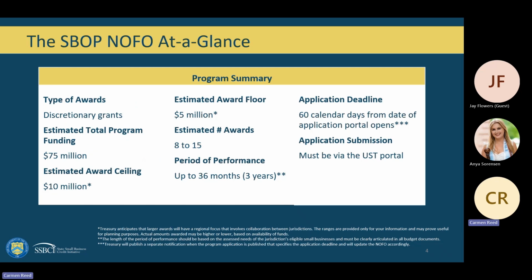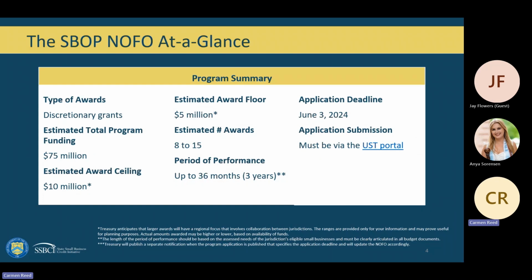In terms of the logistics of this program, these are listed on this slide. This is a discretionary grant program with $75 million in funding overall. Treasury anticipates that awards will be in the range of 5 to 10 million, and that larger awards will have a regional focus that involves collaboration between jurisdictions. We've already said this today, but please visit the NOFO for more information and examples about this jurisdictional collaboration and how it will be prioritized in the scoring of applications.